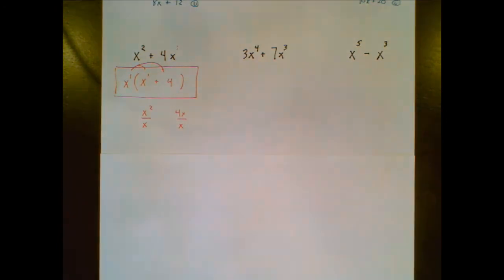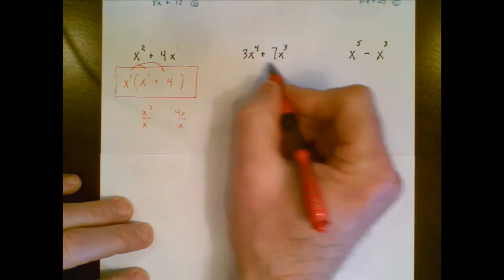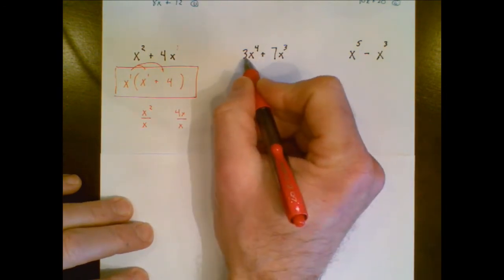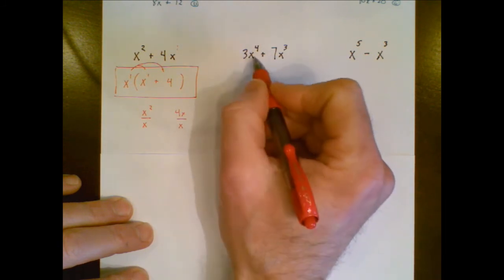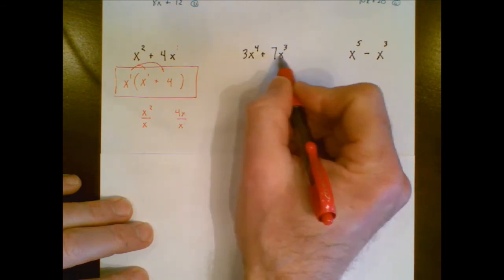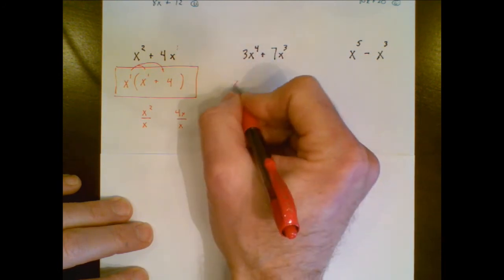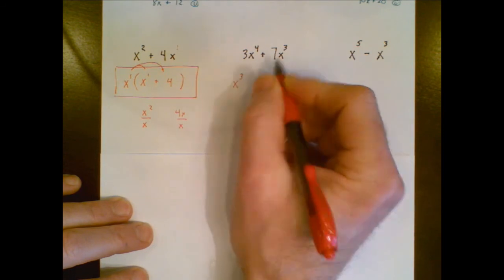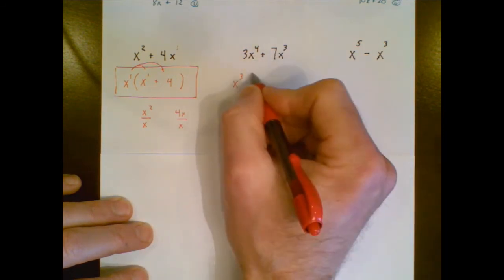So it gets a little bit tougher thinking when you have variables instead of numbers. So I take a look at this one, and there's no number that will divide evenly into 3 and 7 other than 1, but I have common x's. So what I'll do is I will choose a GCF of the smallest exponent of those two.